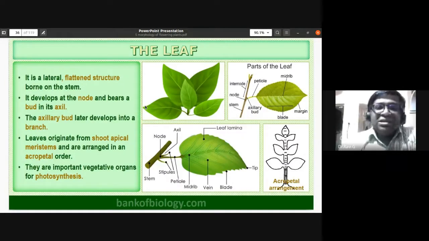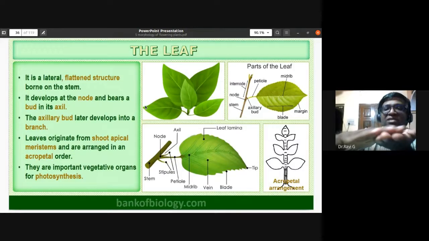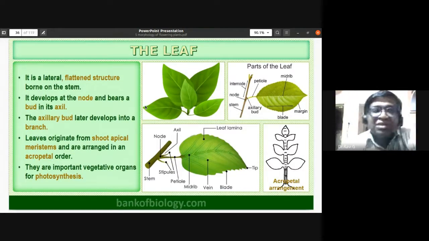So a leaf is a lateral flattened structure born on the stem. It develops from the node and bears a bud at the base of its leaf stalk. We call it the axil. So the axillary bud later develops into a branch.